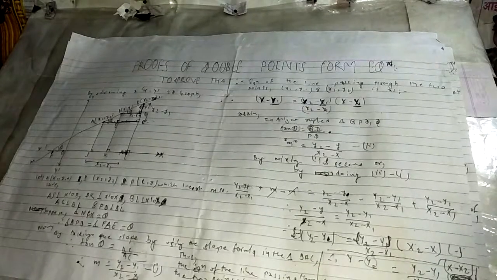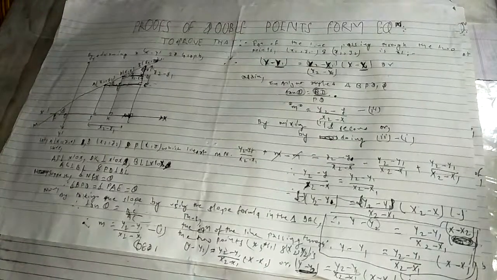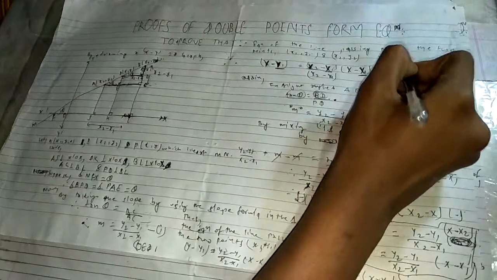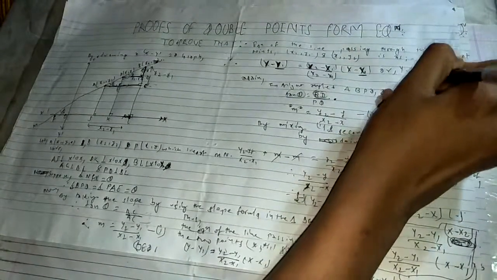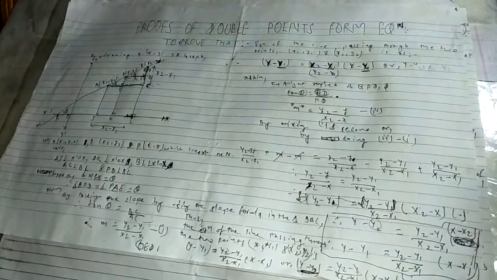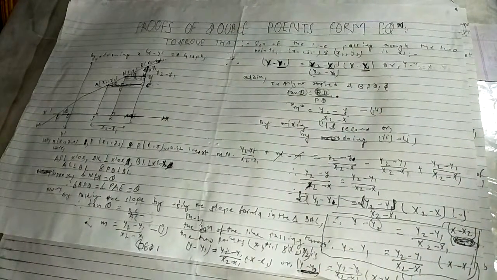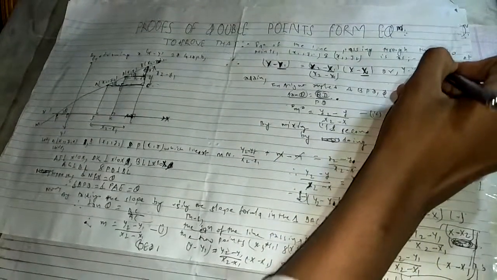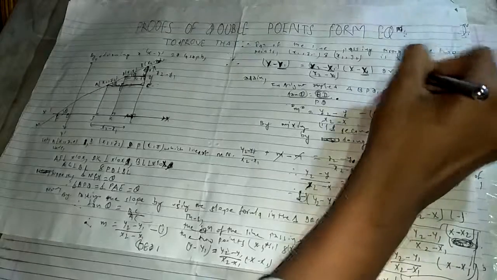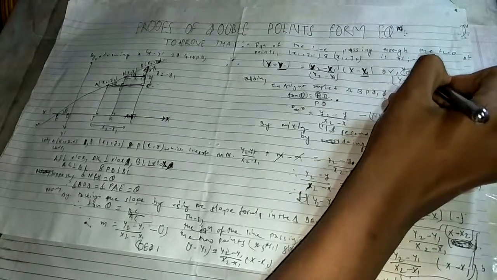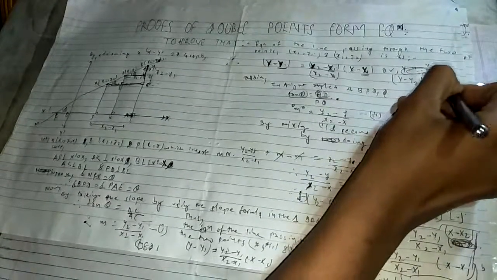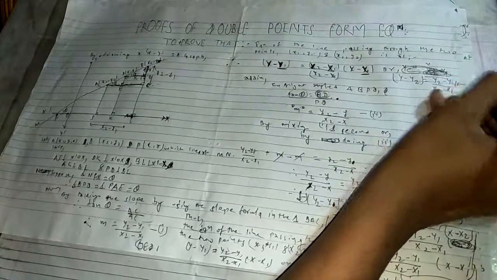Hence proved. We can also write y minus y1, and also y minus y2 equals y2 minus y1 by x2 minus x1 into x minus x2.